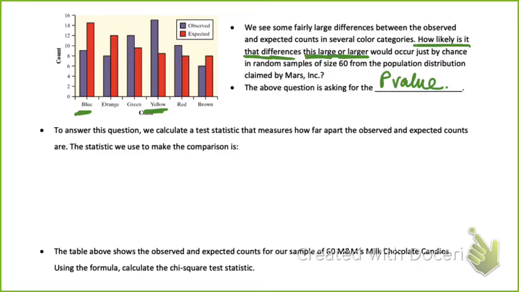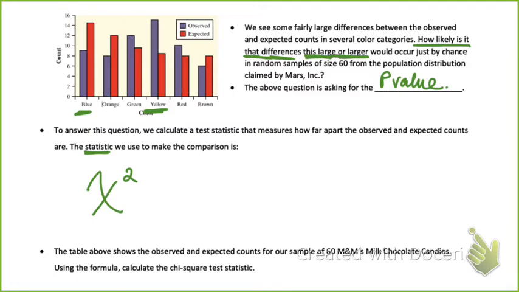Let's go. To answer this question, we're going to calculate the test statistic that measures how far apart the observed and expected counts are. We actually already did this, you guys. That test statistic is the chi-squared statistic. Chi-squared is like T and Z. Z is for proportions, T is for means. They tell us how far we are from what we should be if the null is correct. Chi-squared is going to tell us how far we are from what we should be if the distribution is correct.